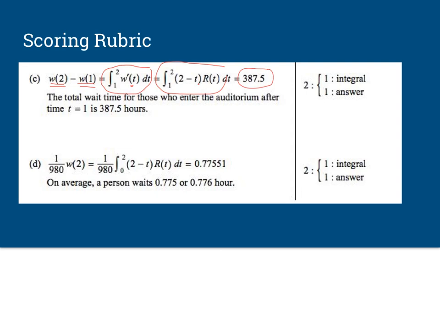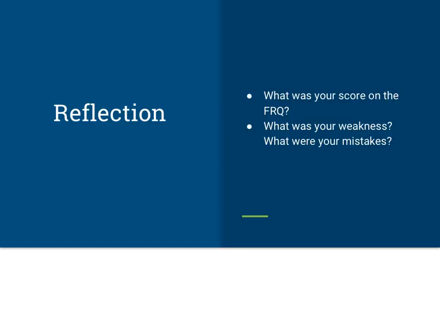Part D, they're asking for an average value. Remember, average value is the integral divided by the interval. Okay, so the number of people that came in were 980 total. And then the integral of 0 to 2 of the rate of change divided by 980 is this value here. So again, you get 1 point if you've got this integral set up, and then you get the second point for the answer.